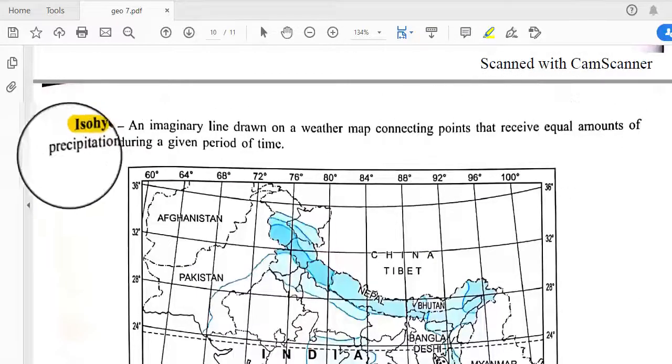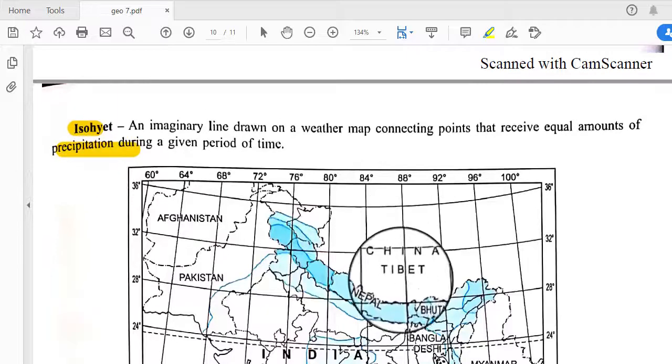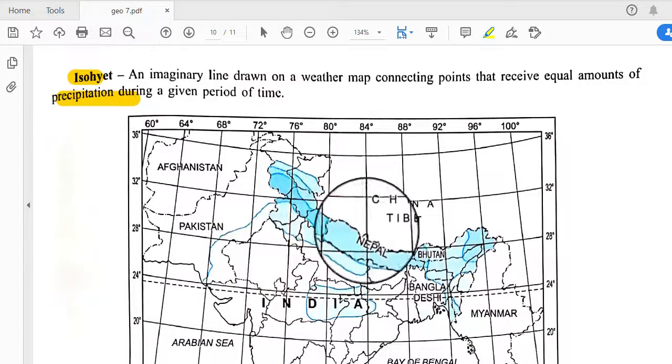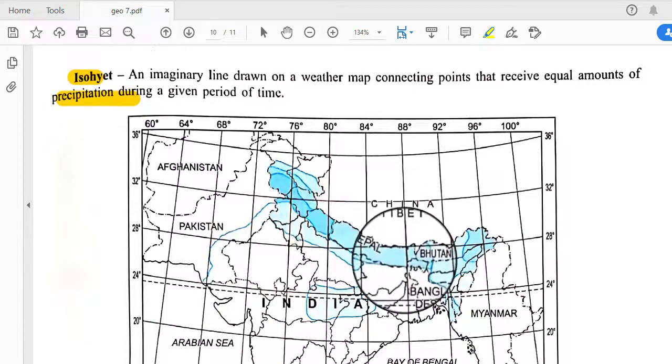And isohyets are imaginary lines drawn on a weather map connecting points that receive an equal amount of precipitation. So where the precipitation or rainfall is the same, if we draw a line through these places, then we will get one isohyet, which shows us the places of equal precipitation.